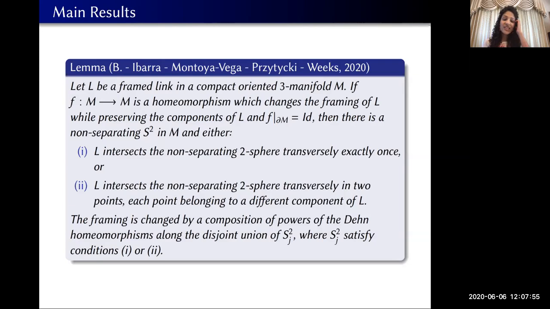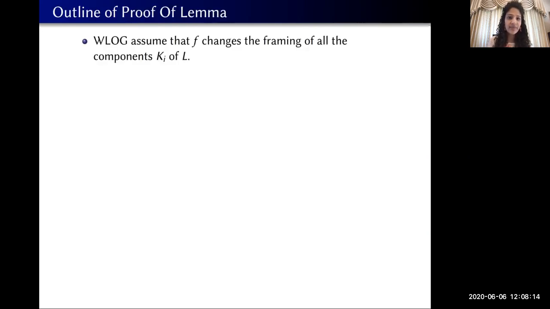And the framing change is given by a composition of powers of Dehn homeomorphisms or rotations along the disjoint union of the non-separating two spheres that satisfy these two conditions. Okay, so let's proceed with the proof. Here's an outline of the proof of the lemma.